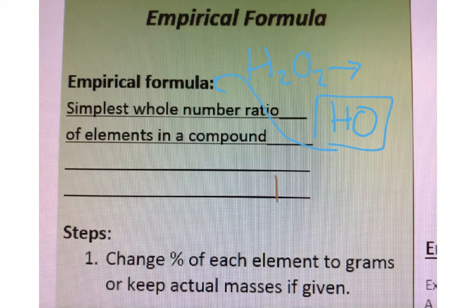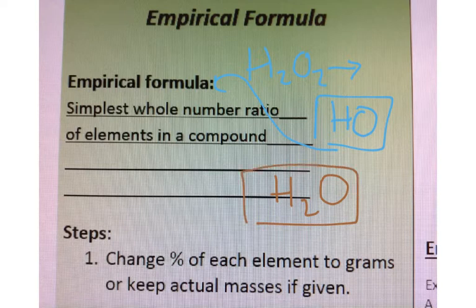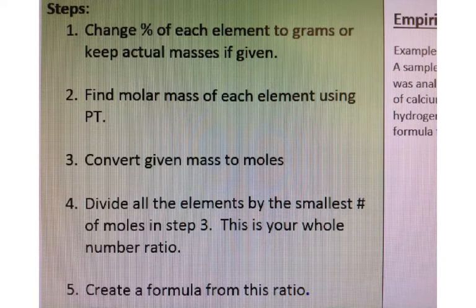Now, not all formulas can be reduced. For example, if I had water, which is H2O, its empirical formula, which is the most reduced, is also the same thing, even though its true formula is H2O. And that's because you can't reduce 2 and 1. So sometimes the empirical formula is its true formula.